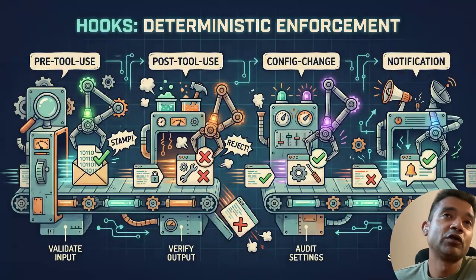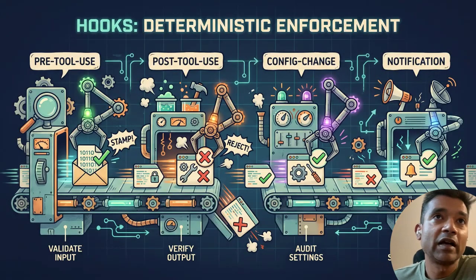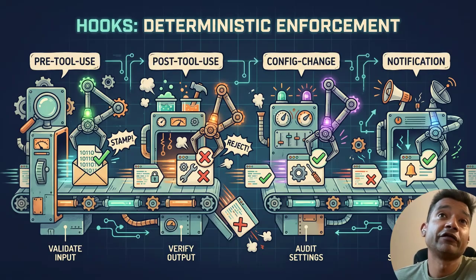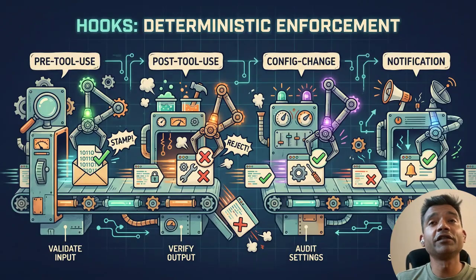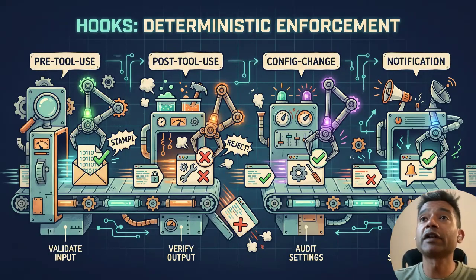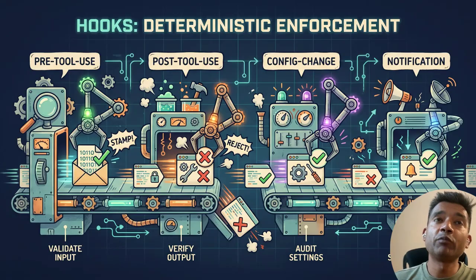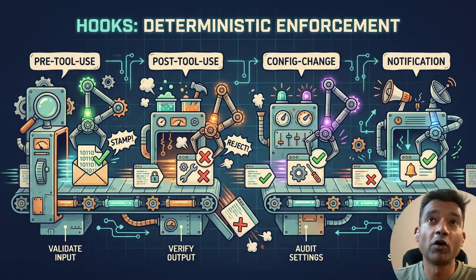Then comes layer number two, which is hooks. And hooks are my personal favorite, and I think it's a powerful native control that most teams underutilize. Now, hooks are shell commands and they execute at specific lifecycle events like pre-tool use or post-tool use or file edit or some kind of config change. And an important thing to mention here is that these are deterministic. So they basically don't depend on the model remembering your instructions like Claude.md.